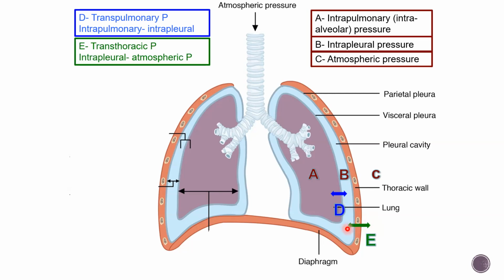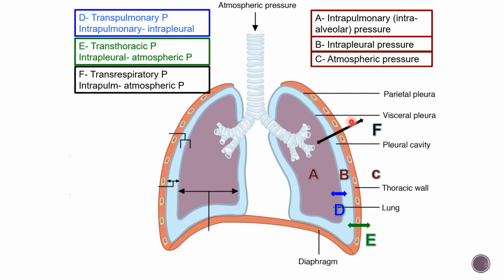The difference between the pleura and the atmosphere is called transthoracic pressure. The difference between the lung alveoli and the atmosphere is called transrespiratory pressure. But what you should understand is the pressure which you will be able to detect.